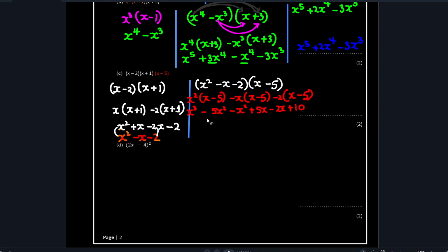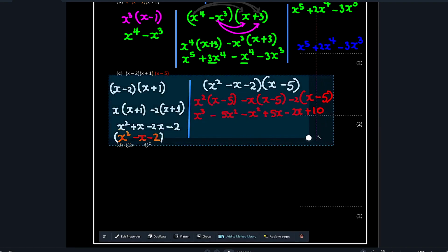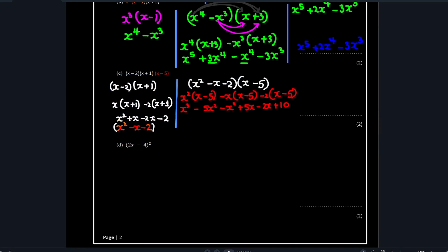Let me just move this so that we can have enough space. Let me reduce this a little bit. Then we are going to have x cubed minus 6x squared plus 3x plus 10. And that now becomes our final answer. So to do questions to do with expansion, you have to be prepared to do questions which are similar to that.